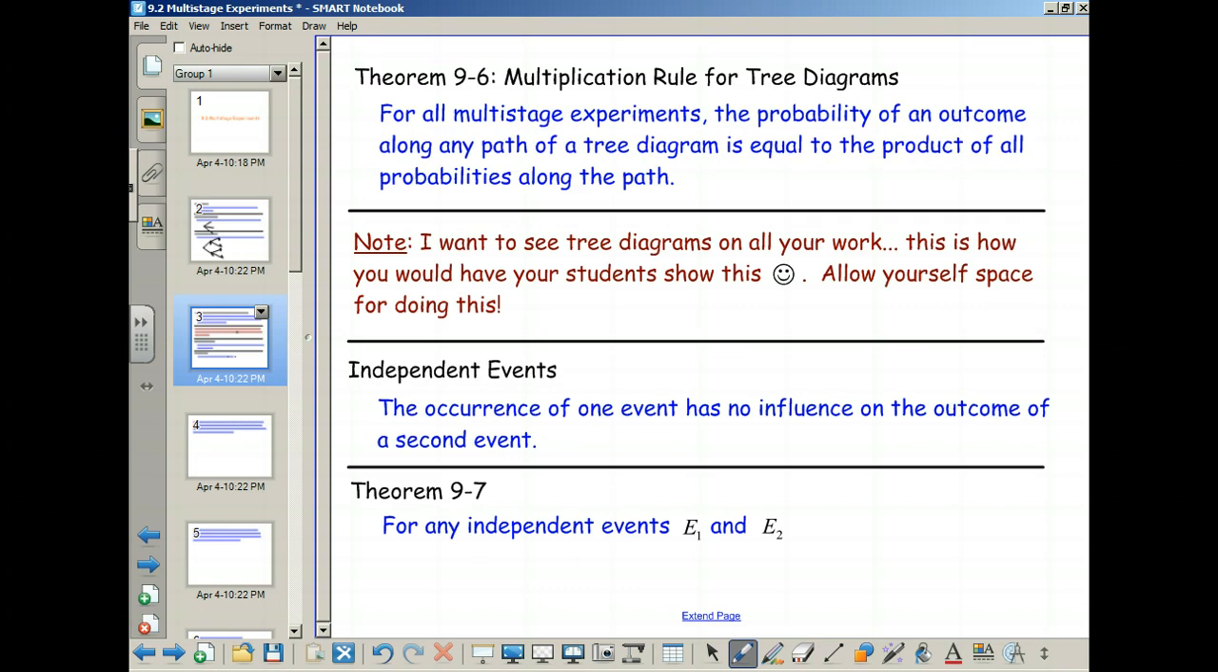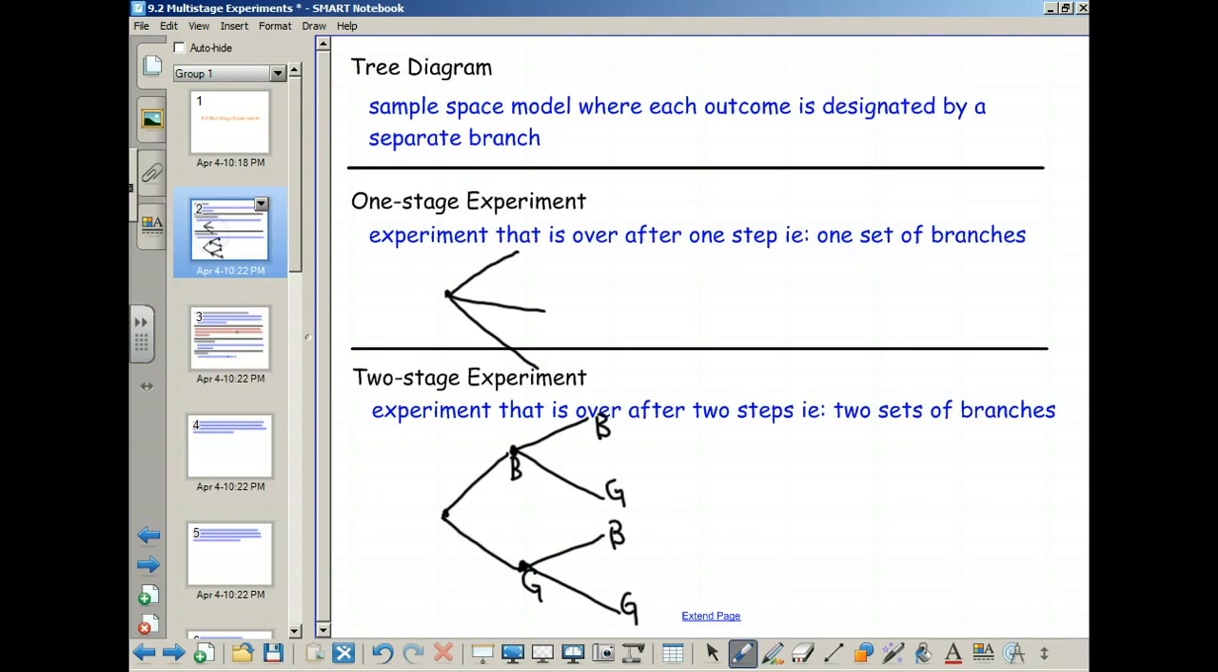All right, multiplication rule for tree diagrams. So for all multi-stage experiments, that's the last example I gave, the probability of an outcome along any path of the diagram, so in other words, if I go back up here with my boy-girl, the probability that I have a boy and then I have a girl after that, the way that I get that probability is that I multiply the probability of having the boy the first time times the probability of having a girl the second time, and when I multiply those 2 probabilities, that is the probability that my path took this branch. Right, that I started here, I had a boy first, and I had a girl second.